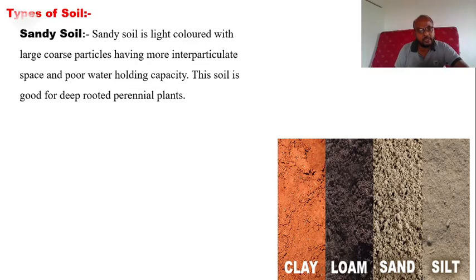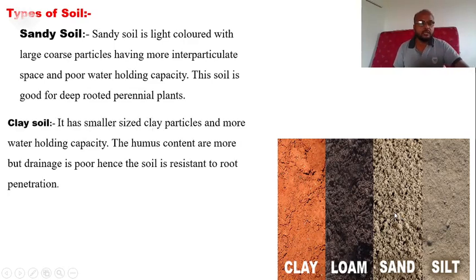That means this soil is very excellent for cultivating perennial plants which penetrate deep into the soil. Next one is the clay soil. This clay soil has smaller sized clay particles and more water holding capacity. Clay soil has more water holding capacity, and the humus content is more. The organic content, meaning humus content, that is plant parts, animal parts, microorganisms, are more, and therefore it is very useful for cultivation of all types of plants.